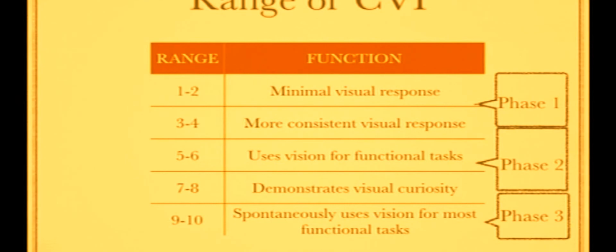While 5 to 6 and 7 to 8 use vision for functional tasks and demonstrate visual curiosity. So these two come roughly into phase 2, and then 9 to 10 is the one where it is good, where the child spontaneously uses vision for most functional tasks, that is phase 3. So after grading it, we give the interventions for the child depending upon which phase of CVI they are in.